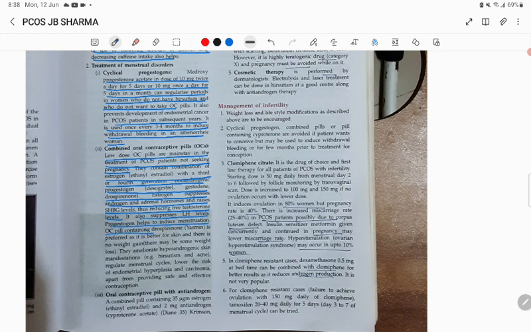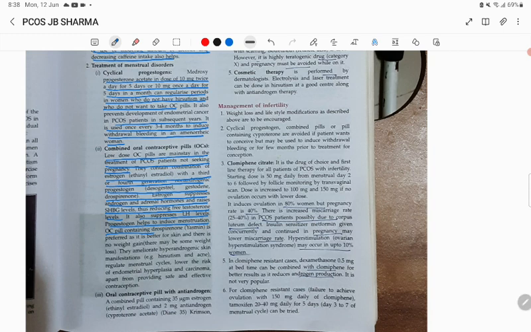What is the mechanism of the OC pill? Estrogen suppresses androgen production and raises the sex hormone binding globulin level, so that the free testosterone level decreases. The estrogen also suppresses the LH level. The progesterone part will help in menstruation.